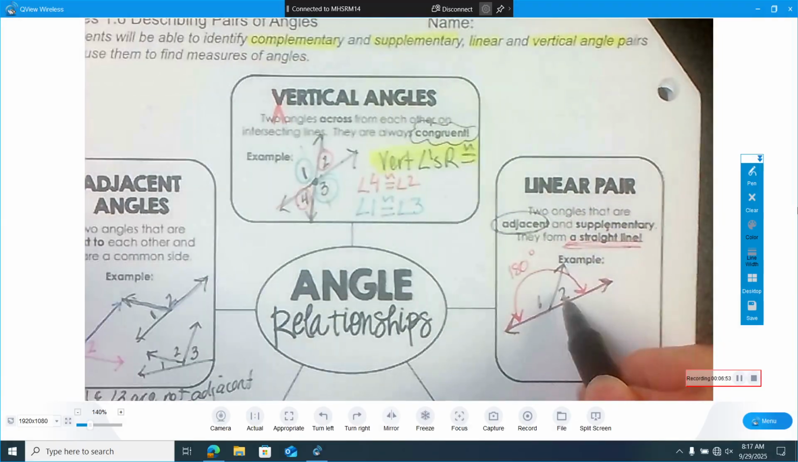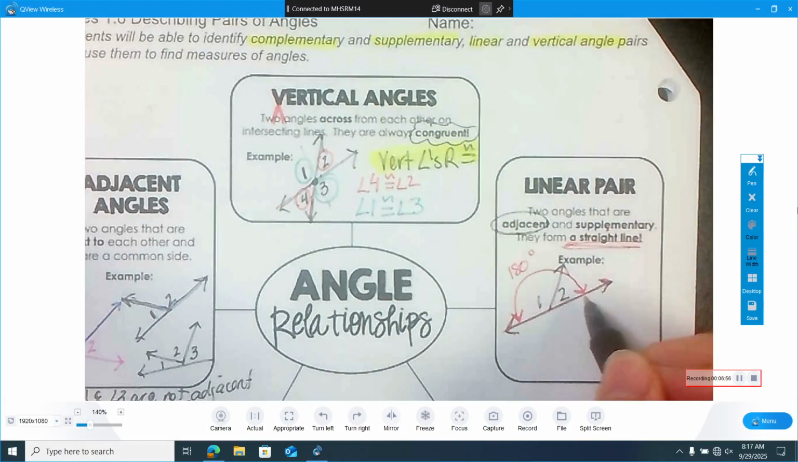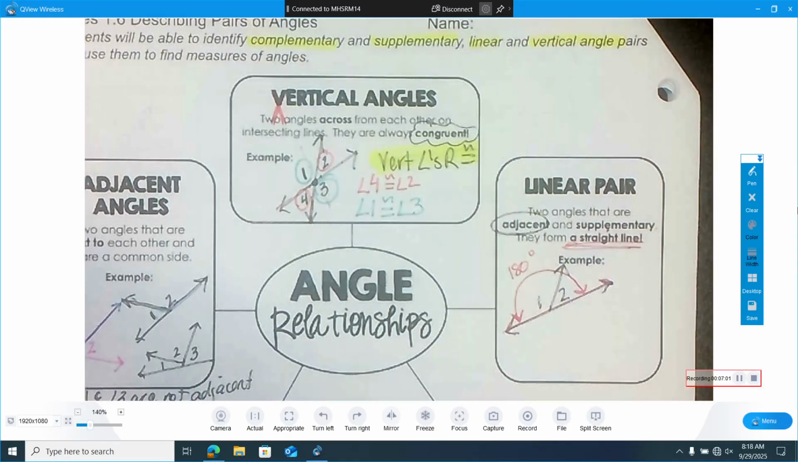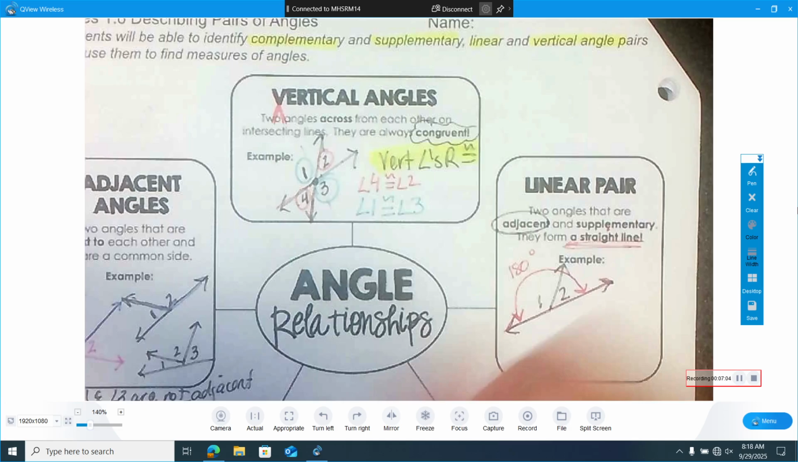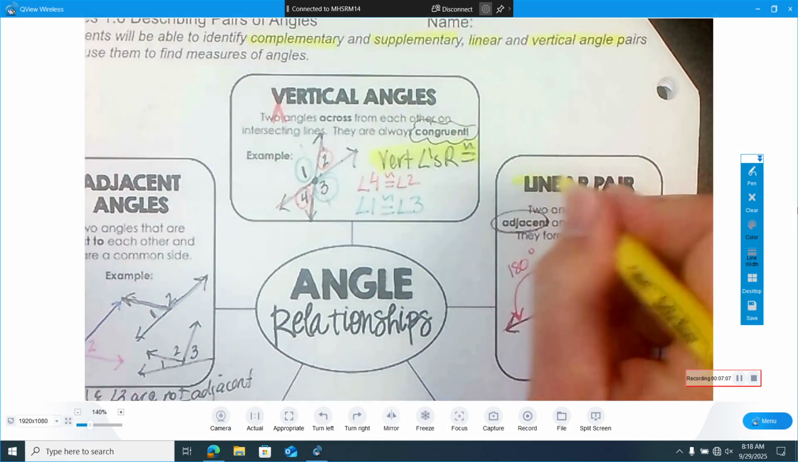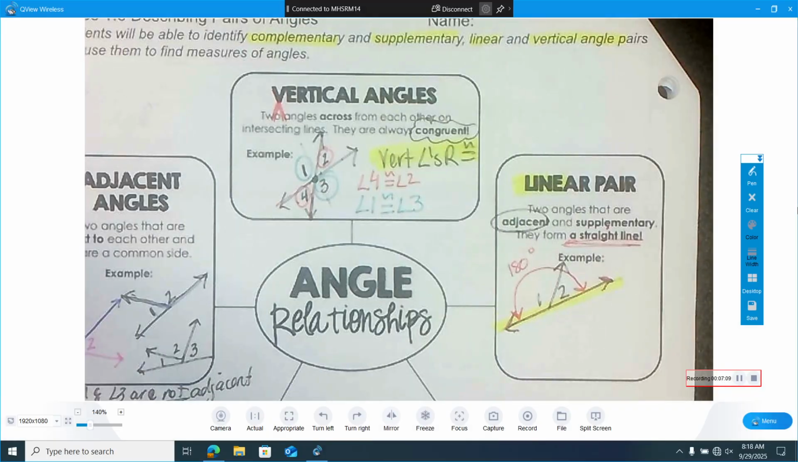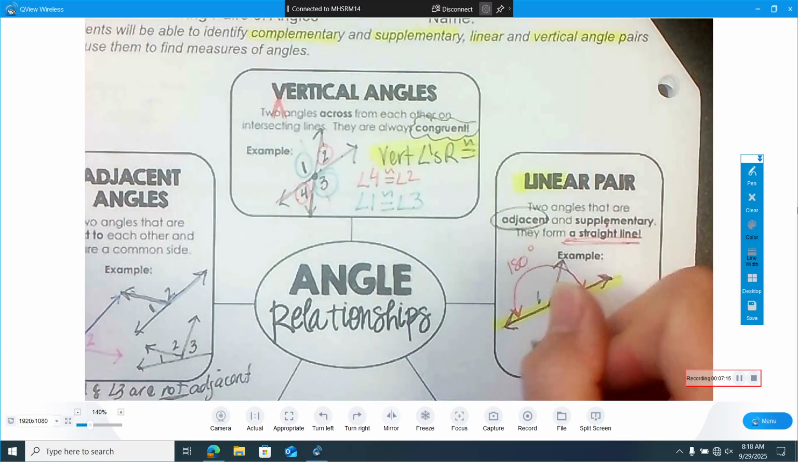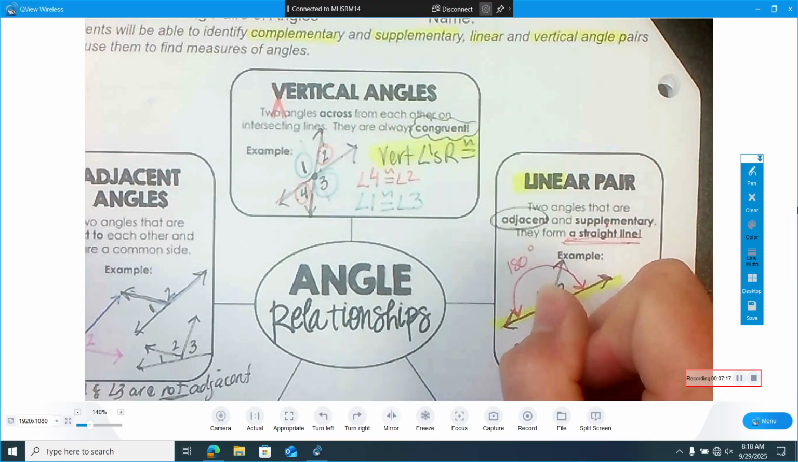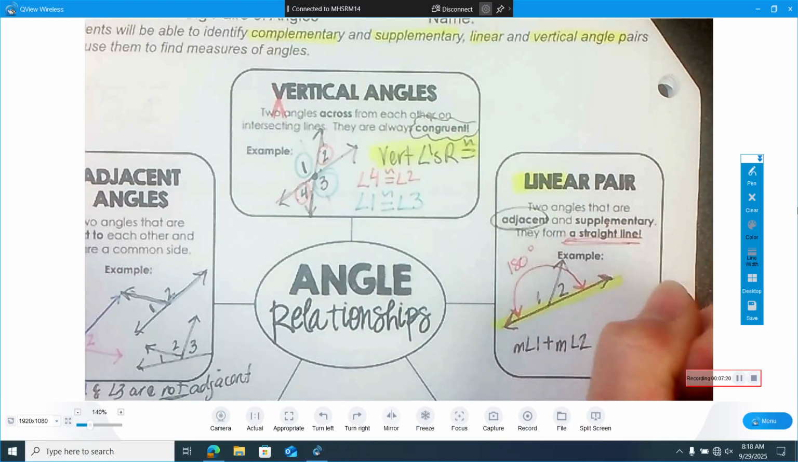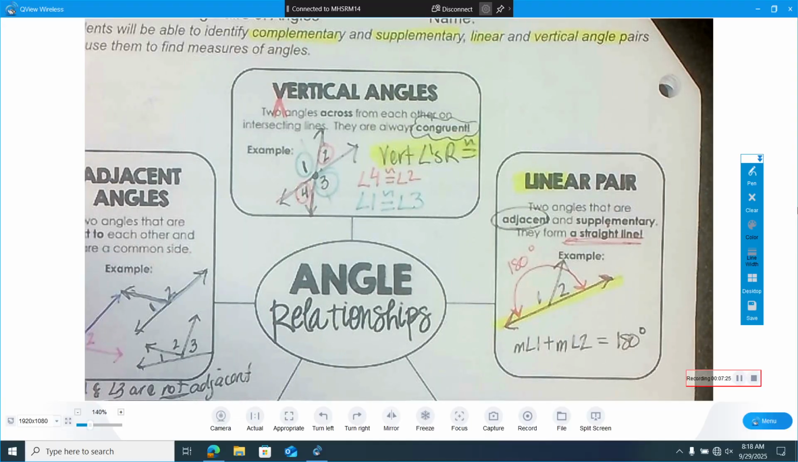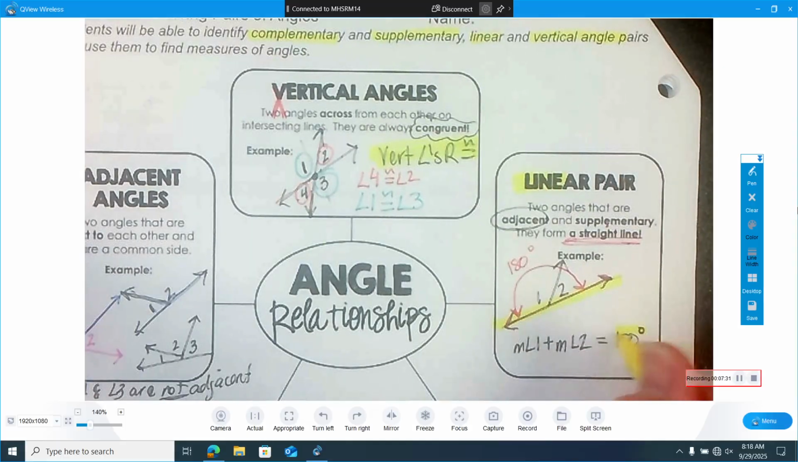And so what this means, if we have a linear pair, so angle 1 and angle 2 form a line, so they are called a linear pair. So there's the word line in there. They form a straight line, and because it's a straight line, we know it has to have 180 degrees. So the measure of angle 1 plus the measure of angle 2 should equal 180 degrees. Okay? Anytime they form a linear pair, we know that they equal 180 degrees.